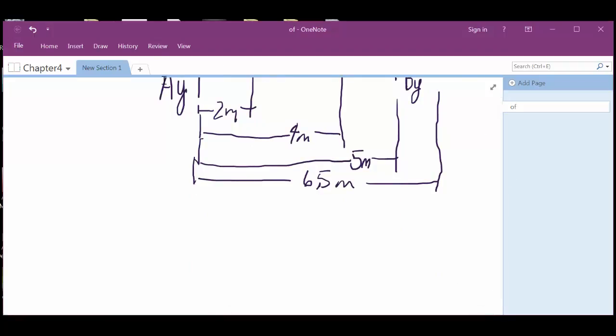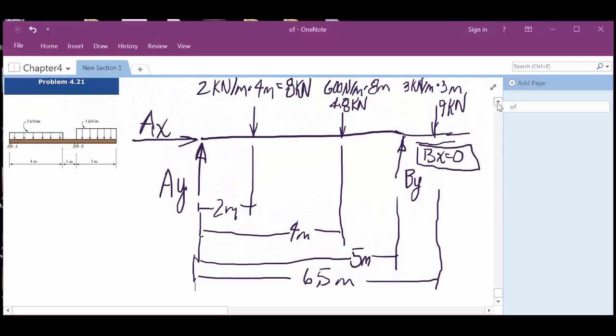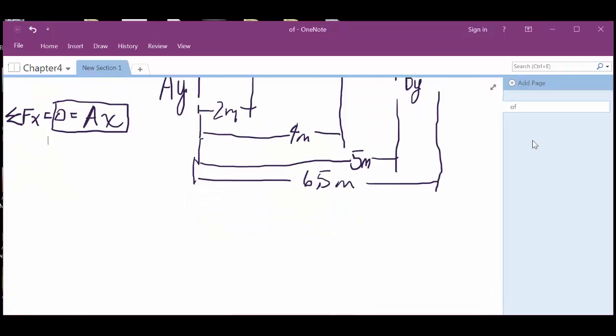Unfortunately, we don't have a whole lot of space there. But now we have to do forces in the X. We can do that one in this little corner here. So if we sum the forces in the X, equals 0, that's just going to be AX, right? Easy enough. Sum the forces in the Y equals 0.